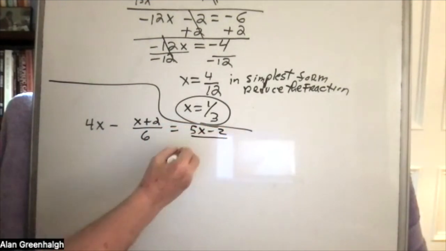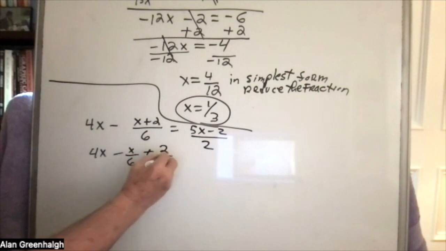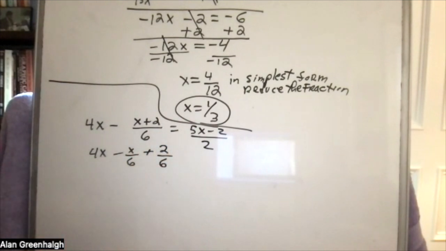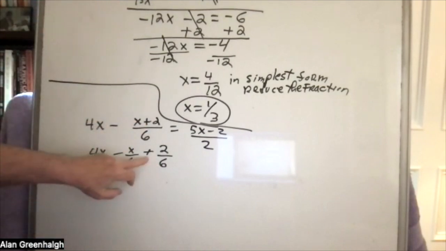It's 2/2. This is what you had. You took the 4x minus x/6 plus 2/6, right? Yeah. The problem is, this is good. If you want to do this, you can do it if you want. So you had 4x minus, okay, the problem is right here.